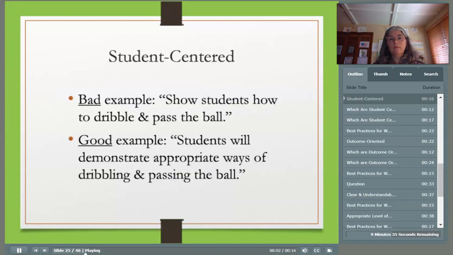Here are some examples related to student-centered. A bad example would be "show students how to dribble and pass the ball." And the reason that's a bad example is because that's what the teacher is doing in the lesson, not the student.